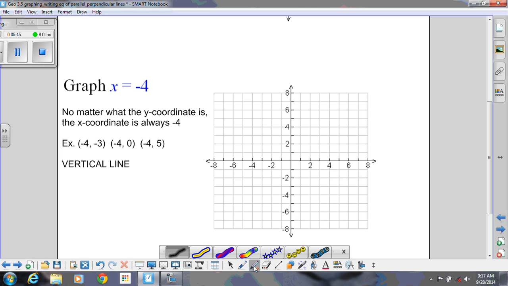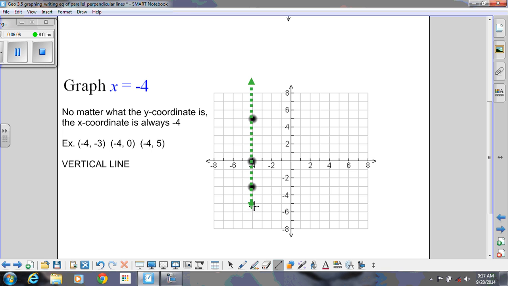So let's plot those points that I have there. (-4, -3), so that's right here. And then (-4, 0), and then (-4, 5). If I connect those, you can see I've got a vertical line. So that's just a quick review of how to graph lines, and we'll be using that in our lessons next time.